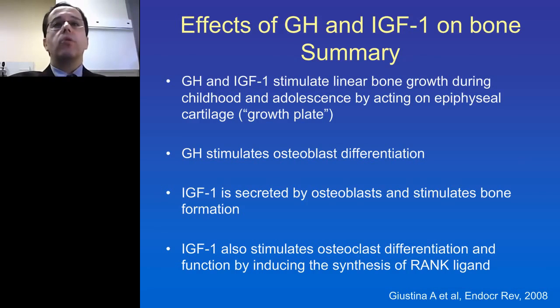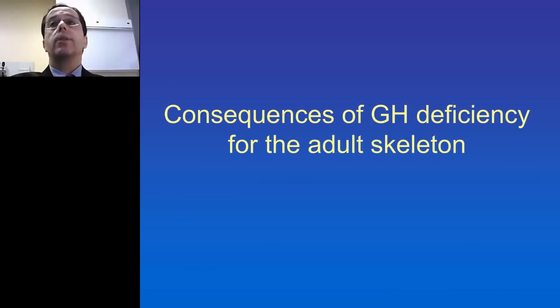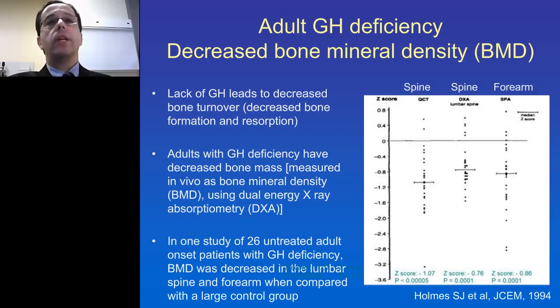So then, what are the consequences of growth hormone deficiency for the adult skeleton? Patients who are lacking growth hormone during adult life have decreased bone turnover, including both decreased bone formation and resorption. And this can be substantiated both by bone biopsy and histomorphometric studies, and also by measuring markers of bone turnover in the circulation. As a consequence of the decreased bone turnover, adults with growth hormone deficiency have decreased bone mass, measured in vivo as bone mineral density, most commonly using dual energy X-ray absorptiometry, also known as DEXA.